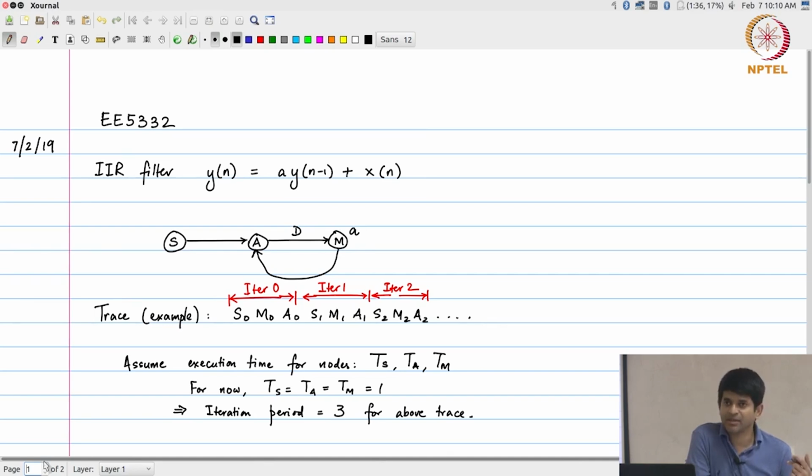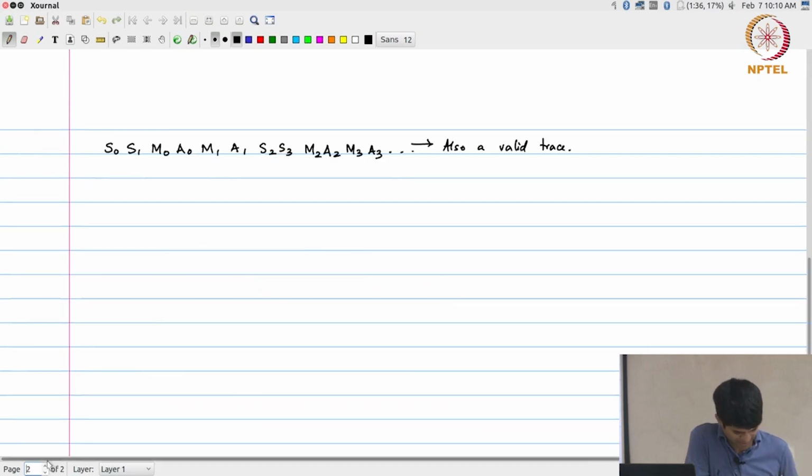But the adder and the multiplier have cross connections. So there is a bit more of a restriction in terms of what we can do over there, which is why after M0 I can't really have M1, because M1 depends on the output of A0, and A0 of course depends on the output of M0. Therefore, this sequence M0, A0, M1, A1 is fine.